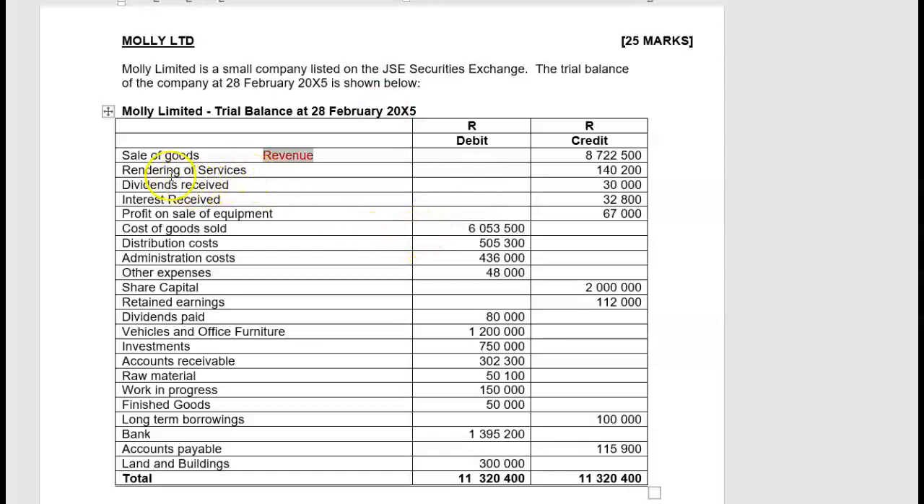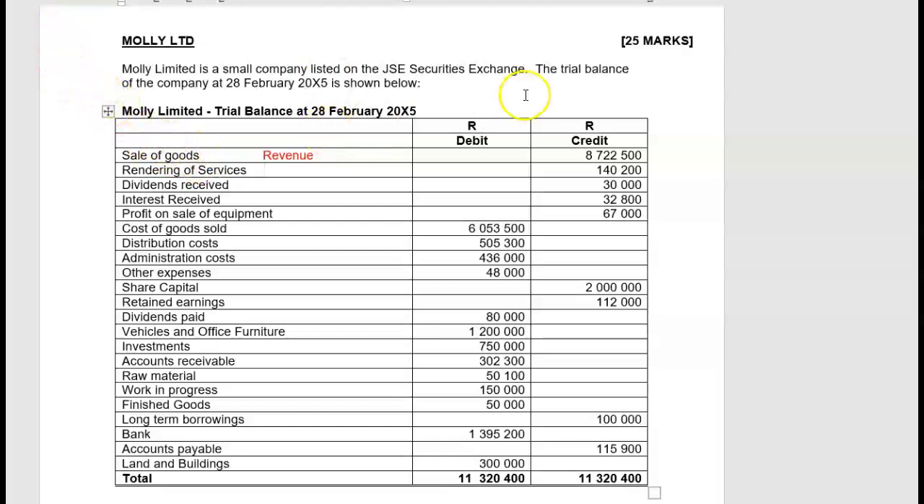Then we also have an additional income stream, which is rendering of services. Now the revenue, i.e. the sales, goes together with cost of goods sold. Revenue less cost of goods sold or cost of sales equals gross profit. So that rendering of services is another income stream, and we do not group it together with our revenue figure, our sales figure.